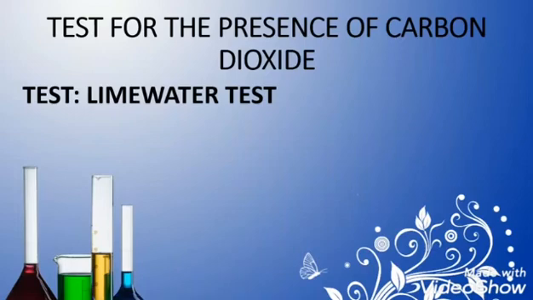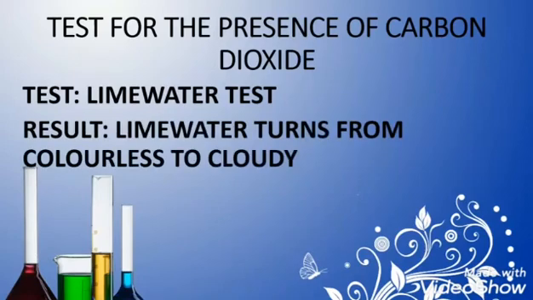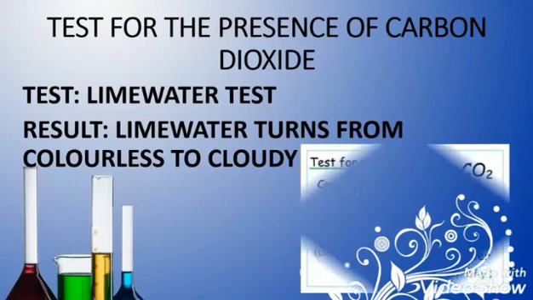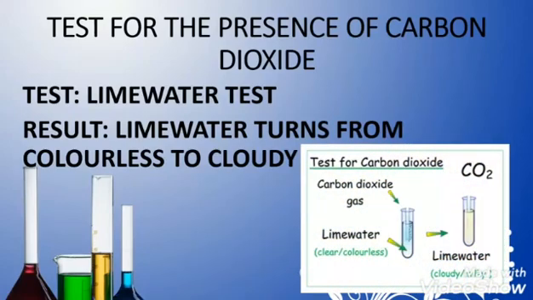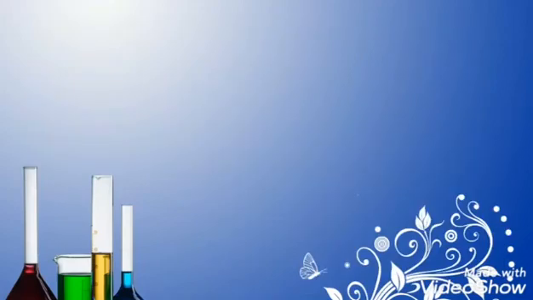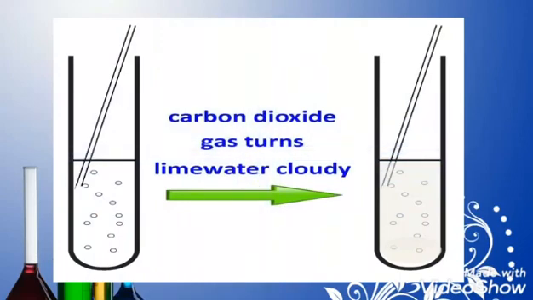What is the test for the presence of carbon dioxide? To test for the presence of carbon dioxide gas, we use lime water. The lime water will turn from colorless to cloudy or milky. When carbon dioxide gas is produced, the lime water, which is colorless, will be turned cloudy. It is an indication of the presence of carbon dioxide gas.